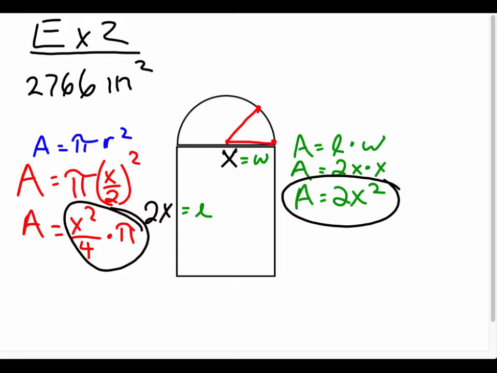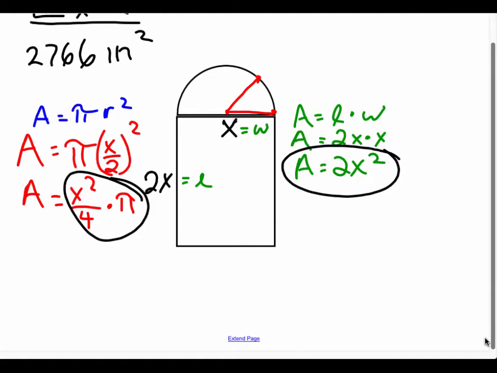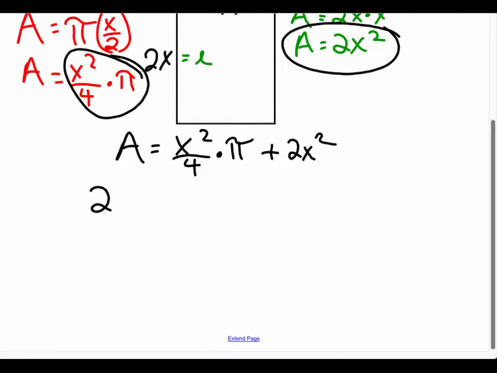I have two terms raised to the x. They have to equal this 276, right? So now I'm going to do the math on this, and I'll probably run out of room, but we'll try this. So the total area is equal to x squared over 4 times pi, plus 2x squared. Well, what was the total area? 276 inches squared, right?